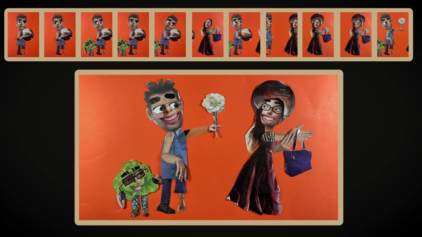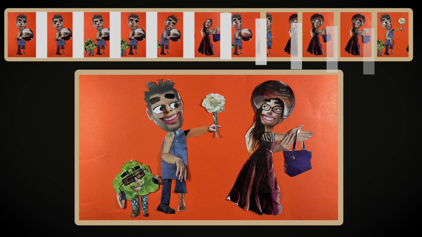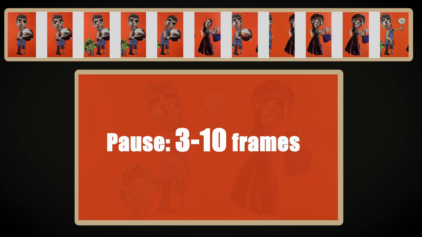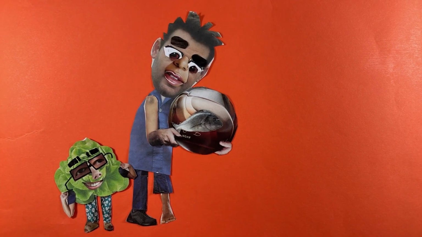Let's observe all of the movements as if they were words in one sentence, and add pauses between each. These are pauses of 3 to 10 frames in length. Now take a look at how much more natural and how much easier it is to follow.